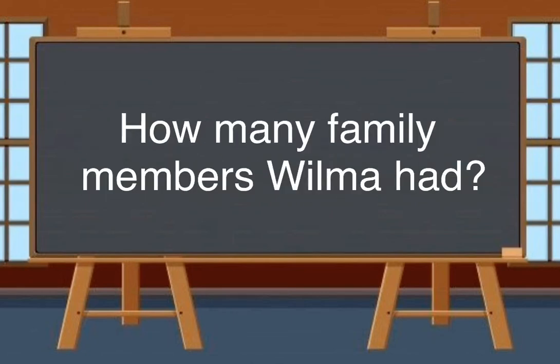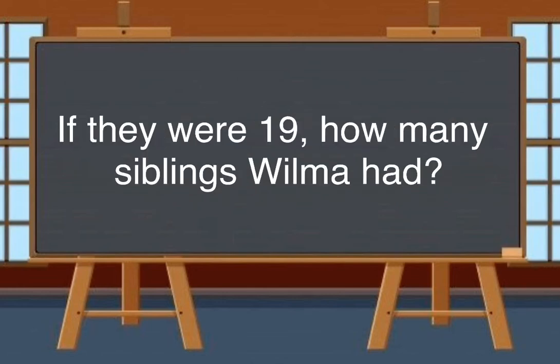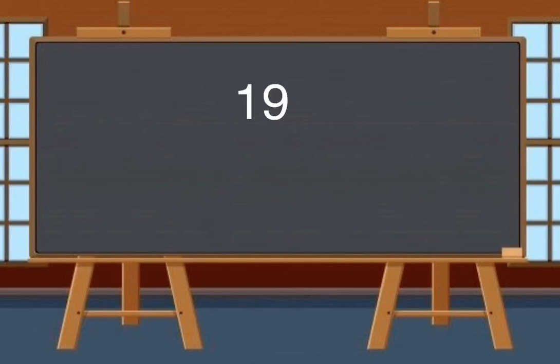How many family members did Wilma have? Correct! They are 19. If they were 19, how many siblings did Wilma have? What is the operation to be used to get the answer? Very good! Subtraction. So, the solution is 19 minus 3 equals 16. The answer is 16.